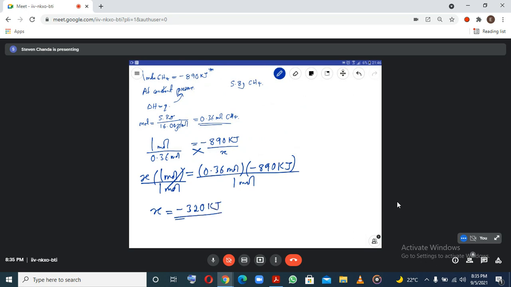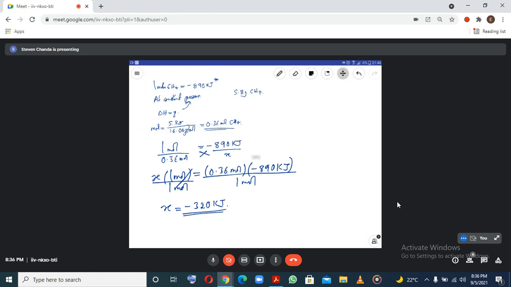So that's negative 320 kilojoules. And this makes sense because the number of moles, 0.36, is less than half of a mole, right? And even the energy that we are getting is less than half of the amount that's released when a mole is burnt.